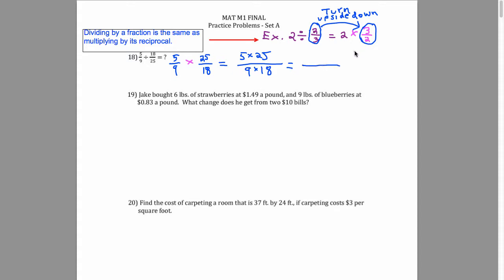Let's multiply 5 times 25. So we'll get 5 times 5 is 25, carry 2. 5 times 2 is 10, and 2 is 12. So the numerator is 125, and the denominator is 9 times 18. So 8 times 9 is 72. We'll carry the 7. 9 times 1 is 9, plus 7 is 16. So our denominator is 162, and 125 over 162 is our final answer.